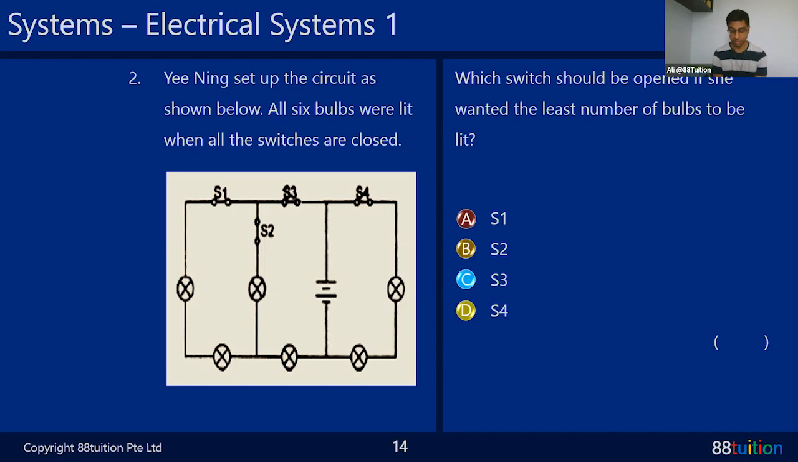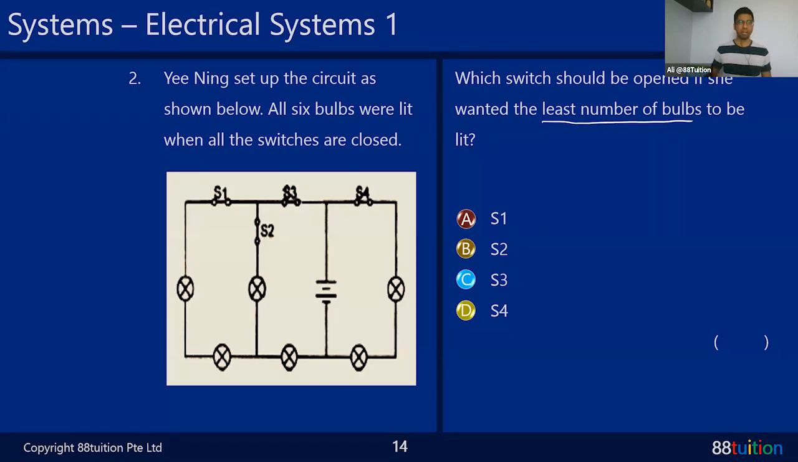This question is interesting. You are supposed to play with the switches and find out which switch you need to open, so that you will have the least number of bulbs. So you need to think critically and try switch by switch. Which one must you remove so that you will have the least number of bulbs?